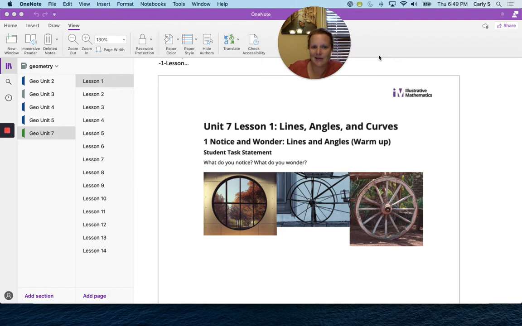Lines and angles. It's our warm-up. So your student task statement is, what do you notice? What do you wonder? And like I always say, these are the best to do in class in person because I get to hear all of your ideas. And it doesn't matter, they all have relevance. So I see 3 circles.